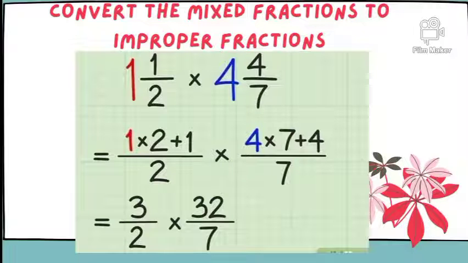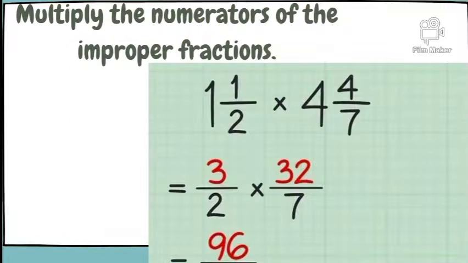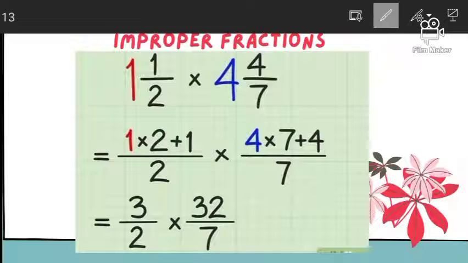Now, as you can see, we have 1 whole number 1 over 2 being multiplied by 4 whole number 4 over 7. First step is to convert the mixed fractions to improper fractions. 1 whole number 1 over 2 is now, that becomes what? 3 over 2, because 1 times 2 is 2, plus 1 gives 3.